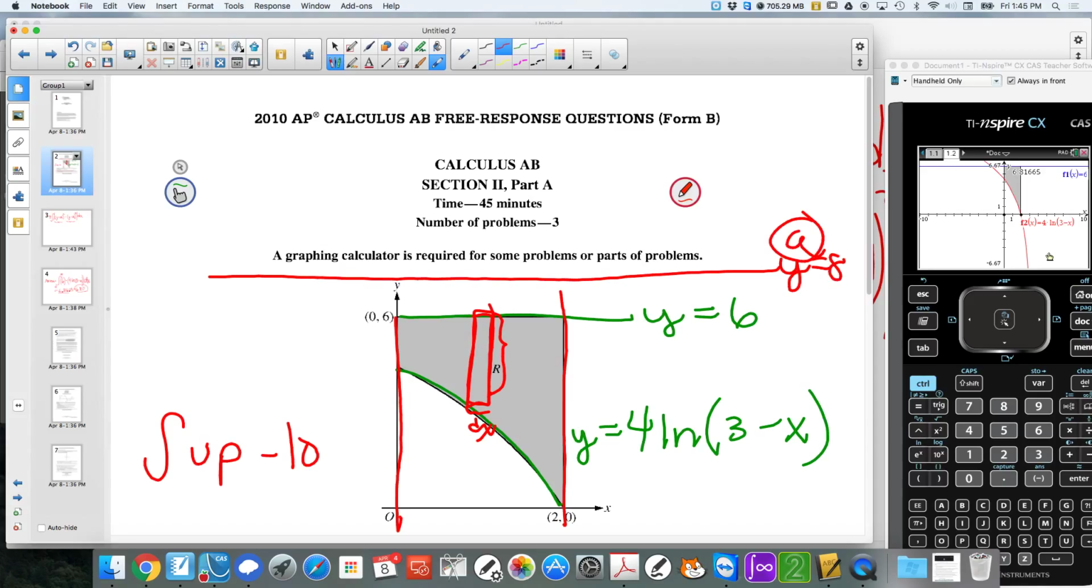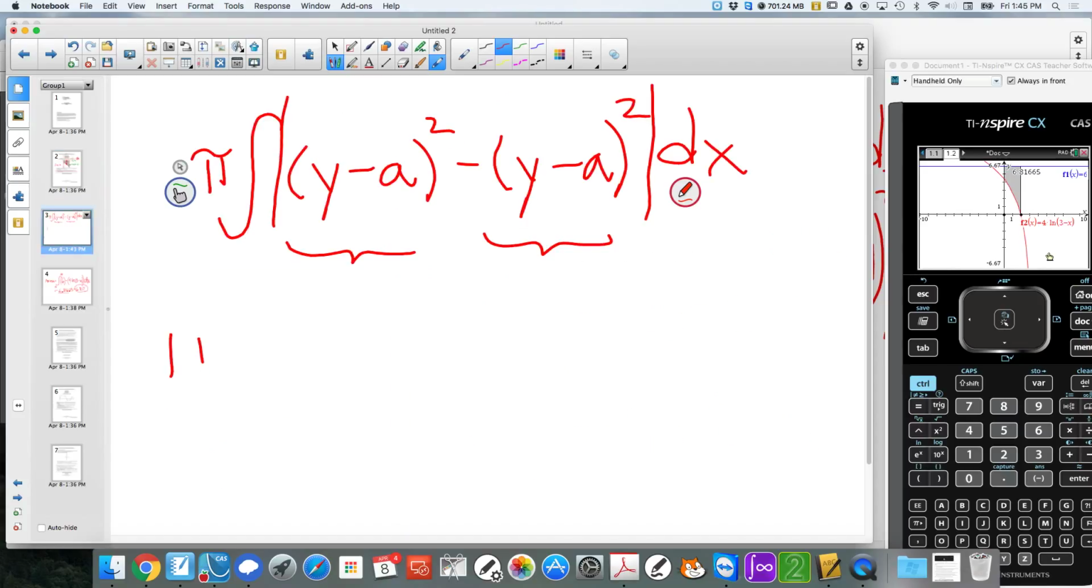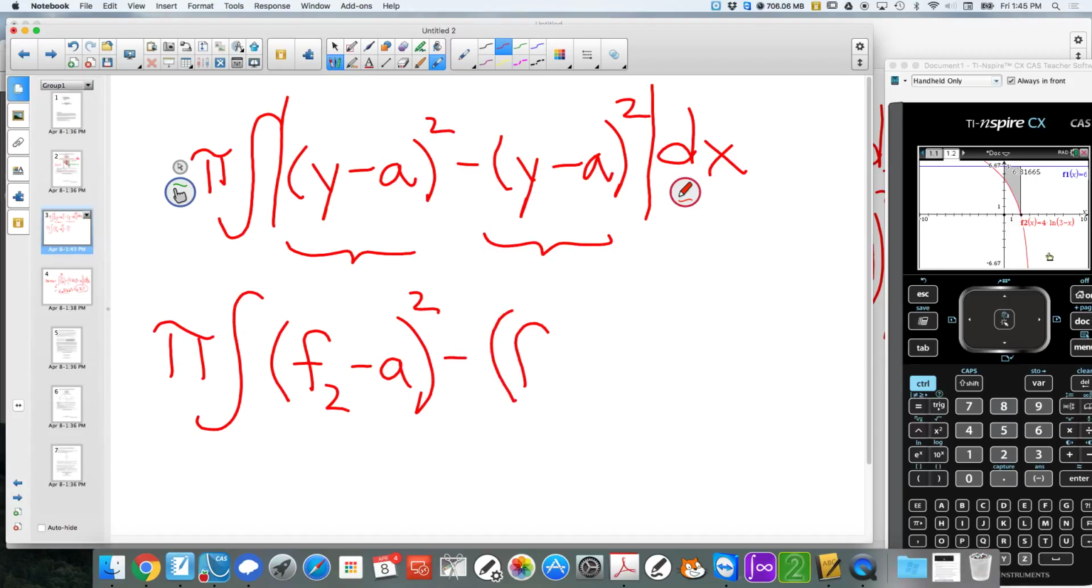That's our axis. When we rotate this curve and this curve around, when we bring them up to the top, who's going to be on top? The bottom one, yep, the 4 ln. If I get it wrong, it doesn't matter. We're still going to end up getting it right. So we're going to come back to here and fill our numbers in. Pi integral of f2 minus a squared minus f1 minus a squared dx. What's my a, though? It was 8.